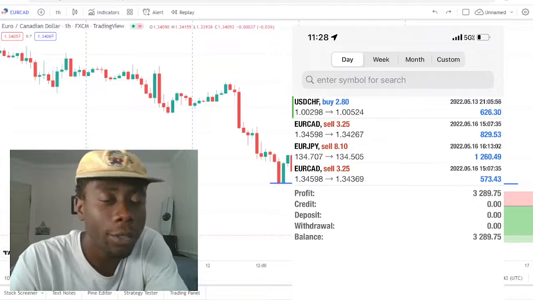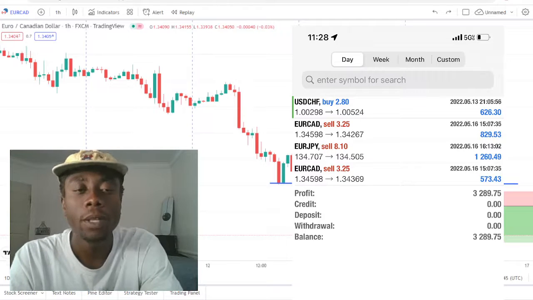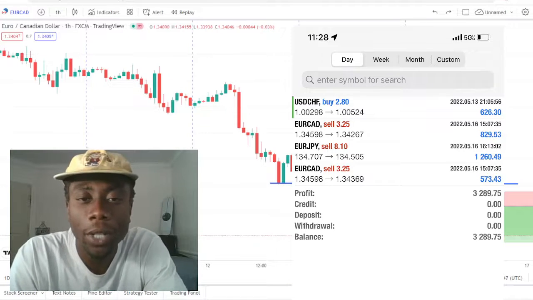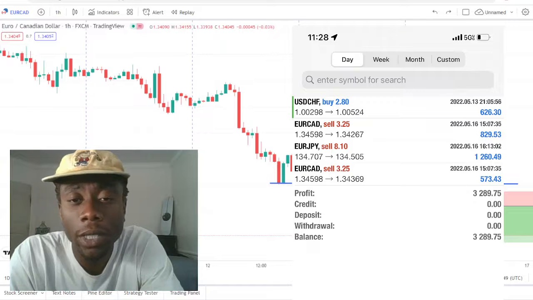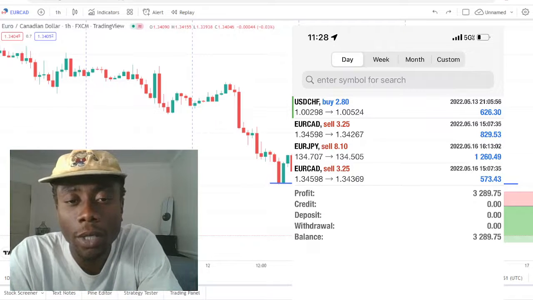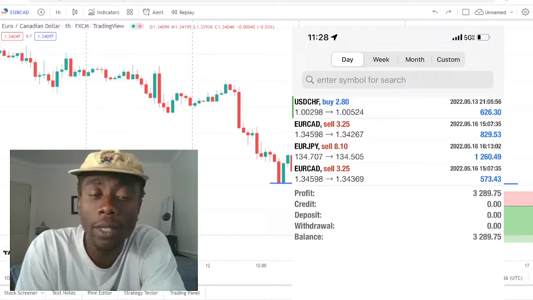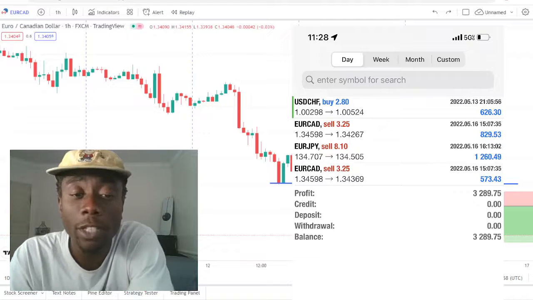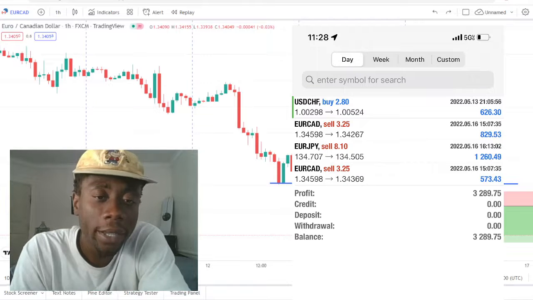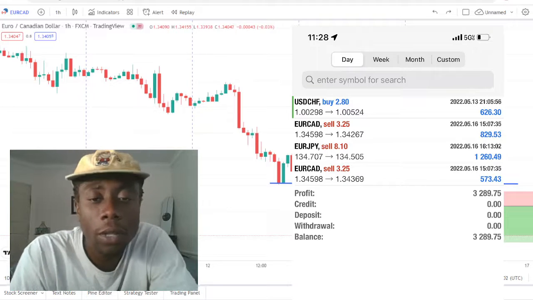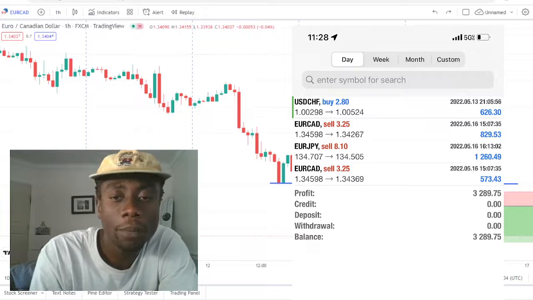This is going to be a breakdown of the most recent trades that I took. As you guys see on my screen here, I took a trade with the USDCHF. I took two trades here with the EURCAD. Those are actually the same trade. I actually just took one of them out at a support level. I'll go into that as we go over the chart. And then I also took a trade in the EURJPY.